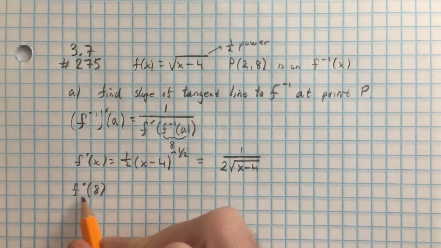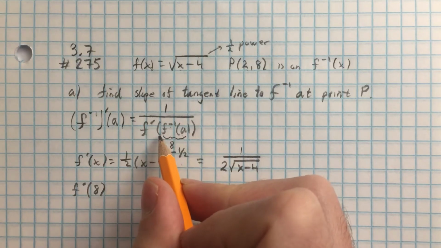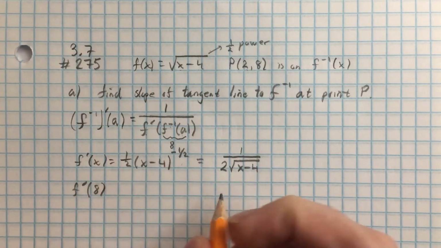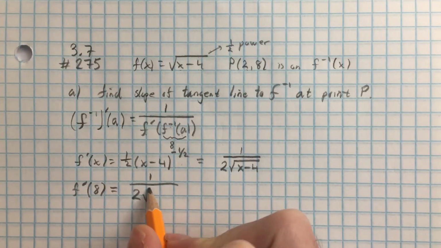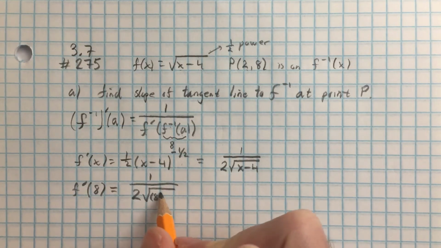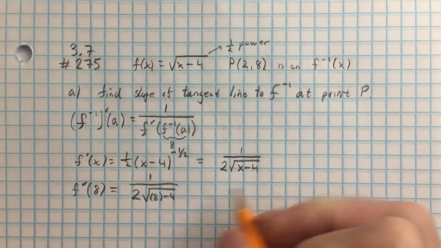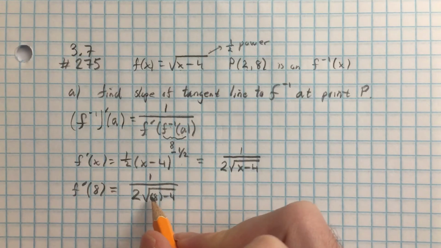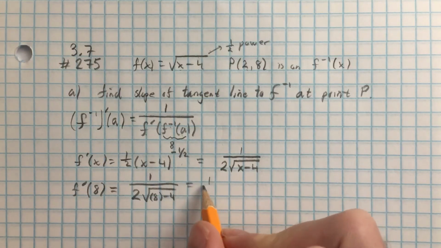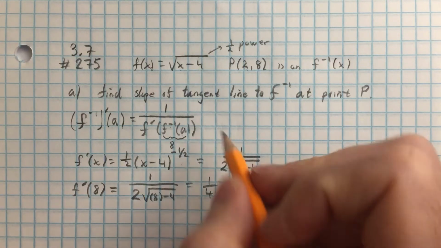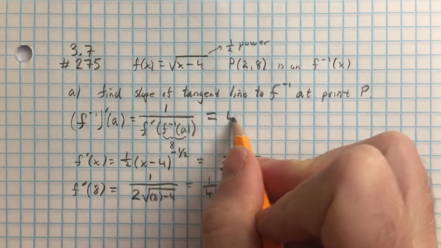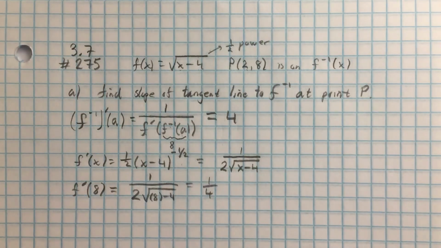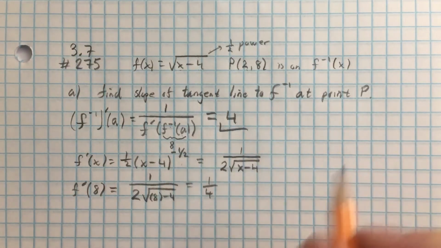Once we have this value, this will be our denominator here. So f prime at 8 should be 1 over 2 square root of 8 minus 4. 8 minus 4 is 4, square root of 4 is 2, 2 times 2 is 4, so we get a quarter. But what we really want is 1 over that value. So 1 over a quarter will be 4. So now we can continue with part B. We have our answer to the first part, it's 4.